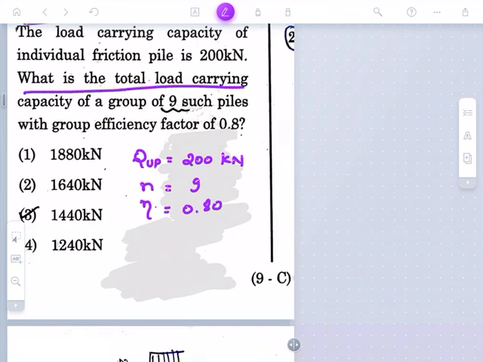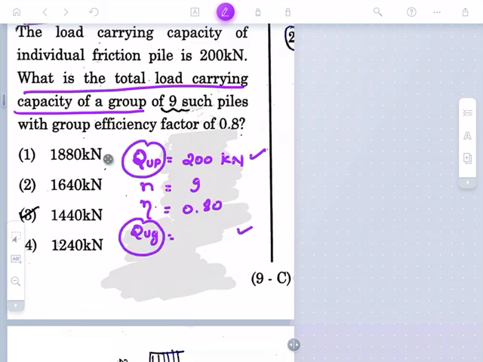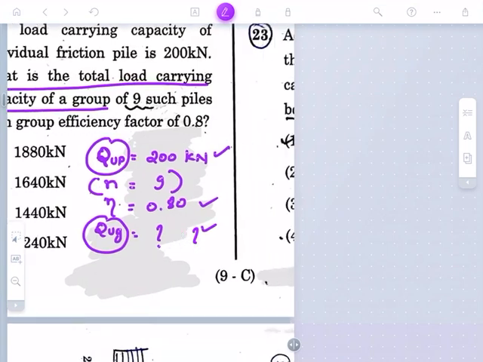Now they're asking us to find the total load carrying capacity of the group. So QUG is the load carrying capacity of the group of piles. QUP is the load carrying capacity of the individual pile. This is the group of piles, this is the individual pile. N is given, which is the total number of piles, and the efficiency factor is given. Now we need to find the value of QUG.